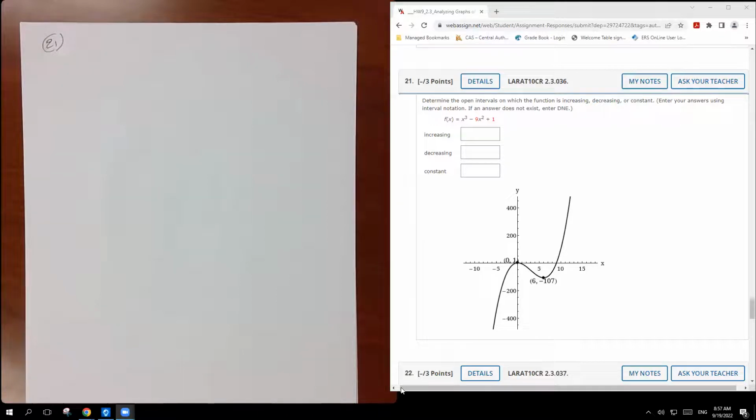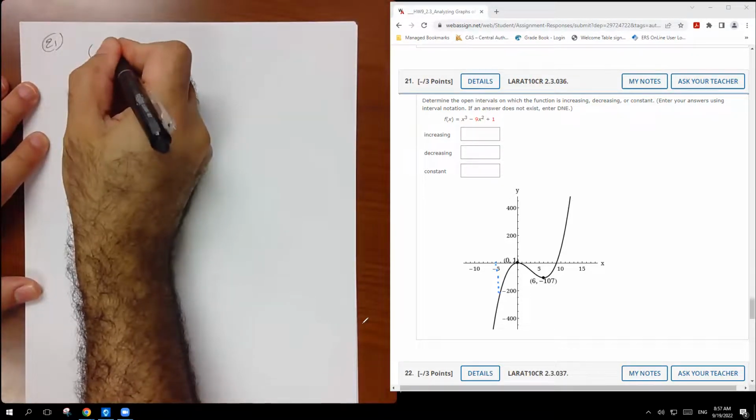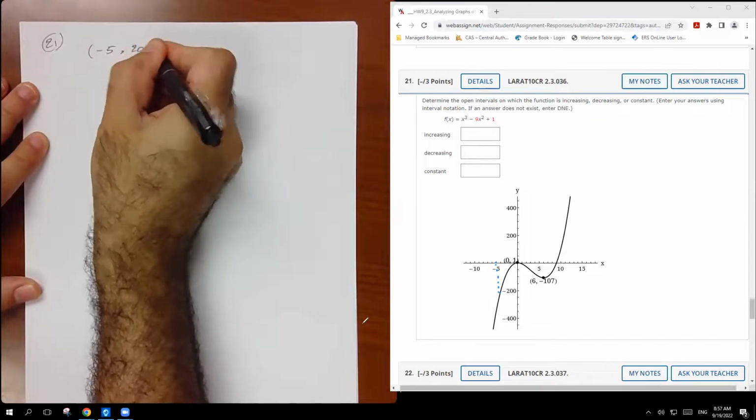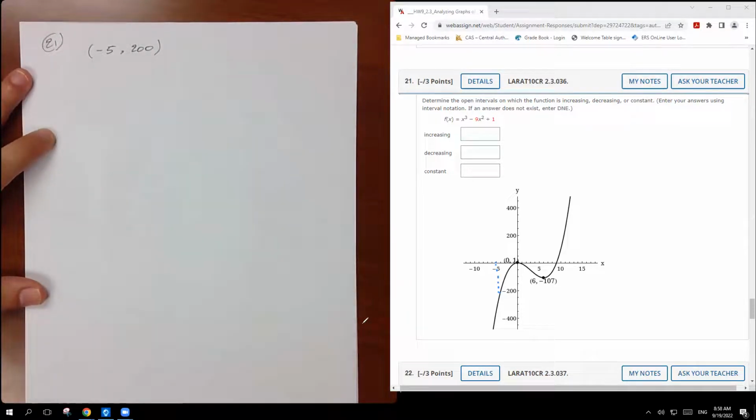So let's choose the first point. This is the first part. I'm going to choose, be careful. Here is the first point, -5 and 200. X is -5 and Y is 200. So we can choose this point. Again, I'm not going to care about how much the slope is. I'm going to care about just the sign of the slope.